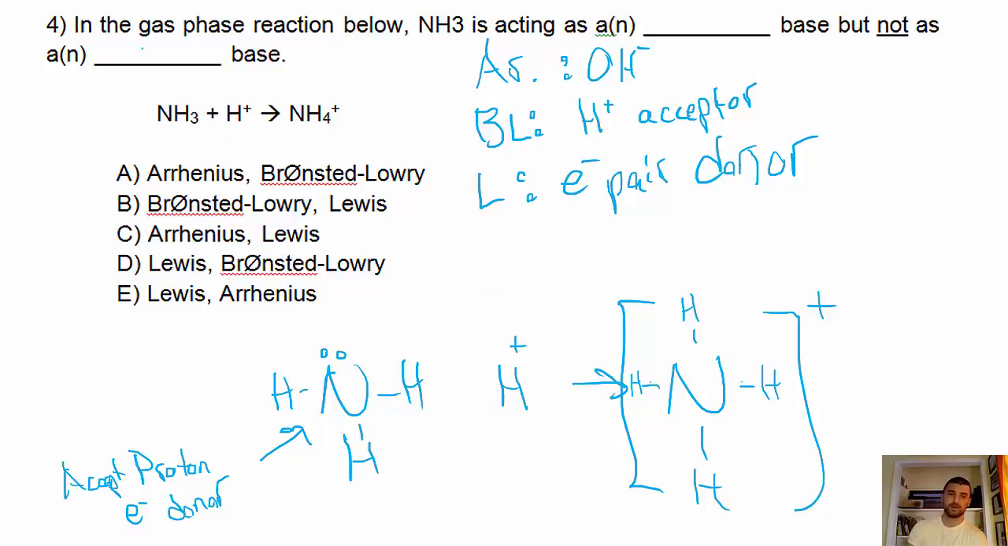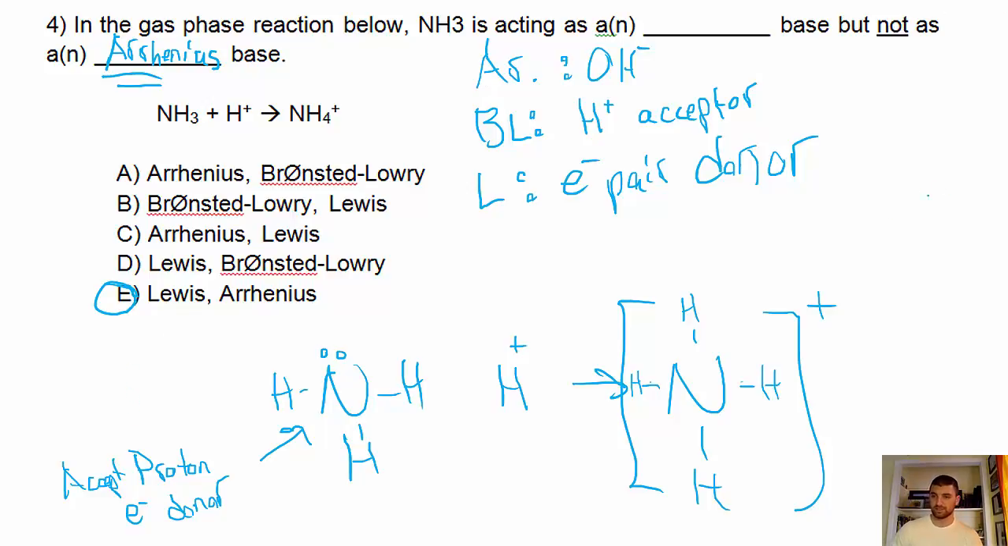So it could have been a Bronsted-Lowry base, or it could have been a Lewis base, but it definitely was not an Arrhenius base, right? That definitely was not. So we know that it has to have that as my second option. And there's only one of these things that fit, E. It was acting as a Lewis base, but not as an Arrhenius base.